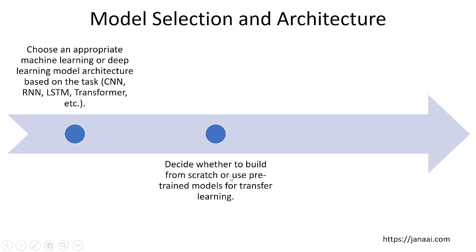Then you will decide whether to build from scratch or use pretrained models for transfer learning. After that, you will modify or adapt the existing architecture as needed. So this is the phase of model selection and architecture.